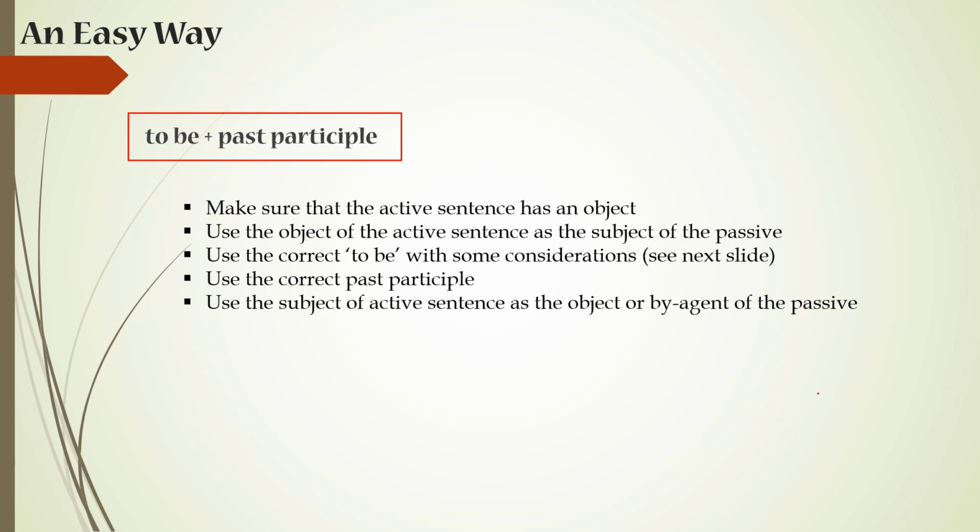Okay, once again, remember when you want to change the active to passive in the form of progressive, don't forget to add being. For example, she is writing a letter becomes a letter is being written by her.